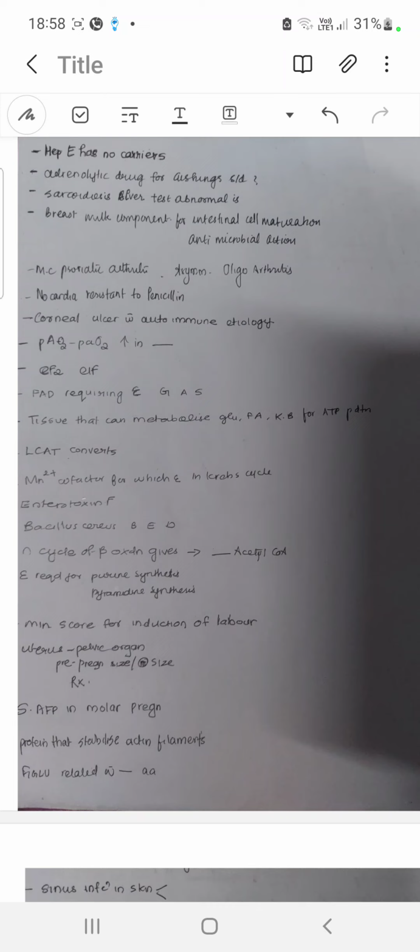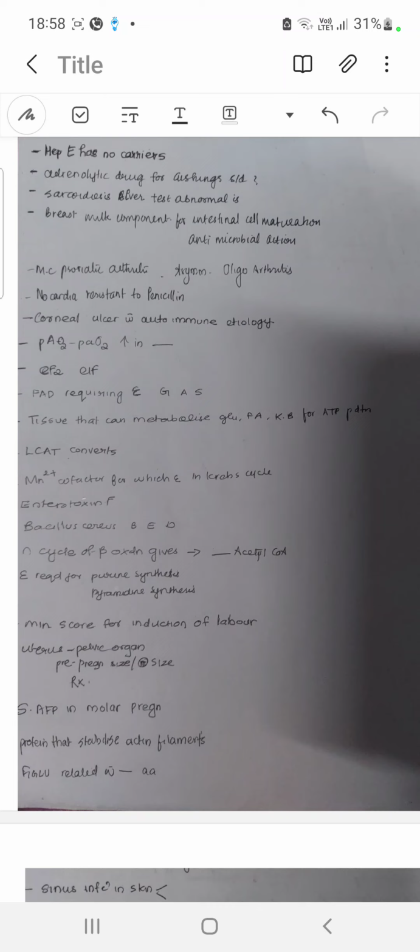Corneal ulcer with autoimmune etiology: Mooren's ulcer. Remember, it progresses from the periphery to the center, centripetal, and there will be a peripheral overhanging edge involving the limbus. The A-a gradient, the difference between alveolar PAO2 and arterial PaO2, will be increased if there is interstitial lung disease. Though you are supplying oxygen, arterial oxygen is not improving because of that diffusion barrier.